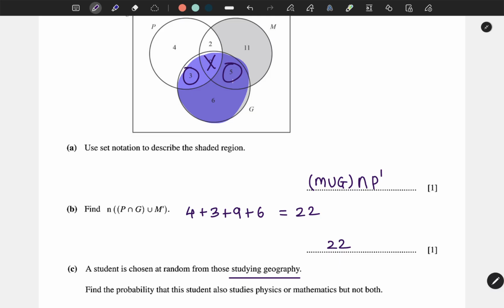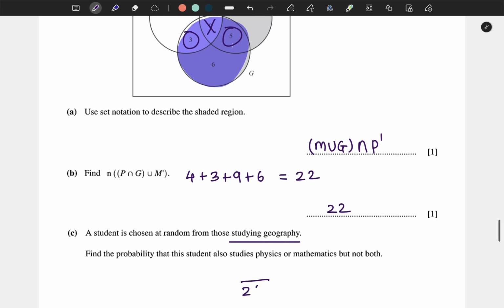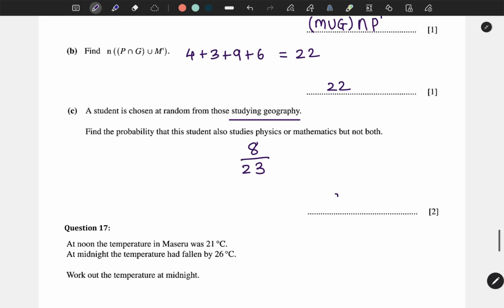So those highlighted in total were 23, because those are the students who appear in geography, and the ones that I highlighted are these 3 plus 5, that's 8. So 8 over 23 is your answer, which is a conditional probability. Please try to understand we can only consider the students studying geography and not all the students.